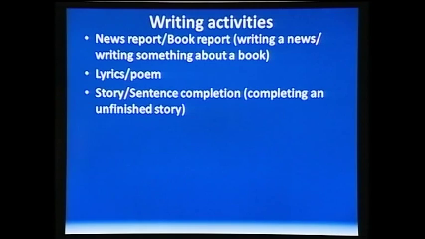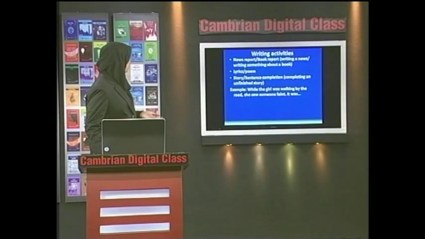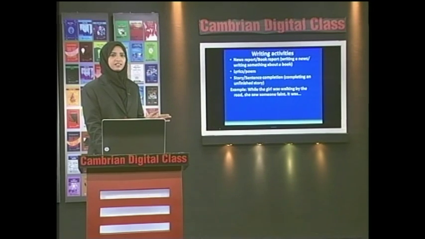Another one is story or sentence completion. That means you can complete an unfinished story. Okay, in story writing also you need enough creativity to write, and you can use your own imaginations. Okay, for example, the beginning could be like this. While the girl was walking by the road, she saw someone faint. It was, and it's unfinished. So what you're going to do is you're going to finish it. Okay? And teachers can also give them a warm-up activity on it too, where they're going to discuss and then they can make a final draft.